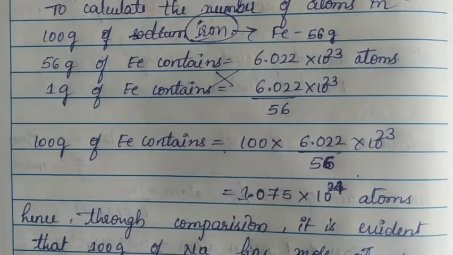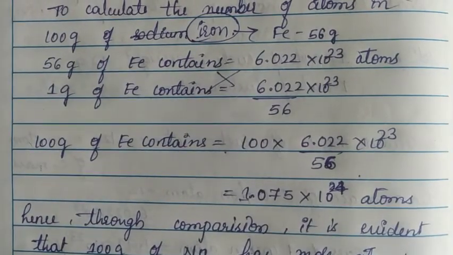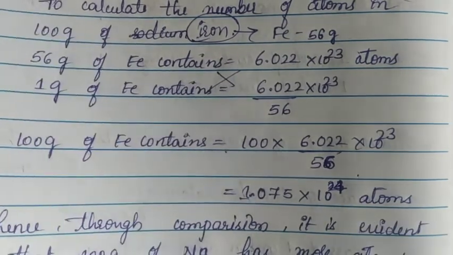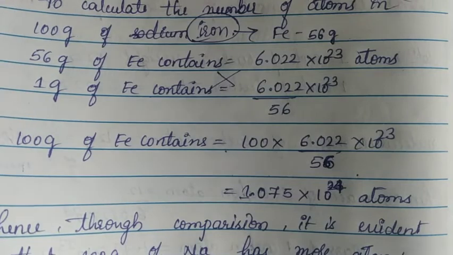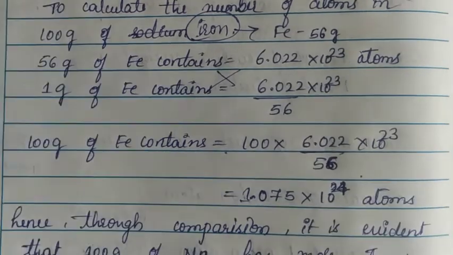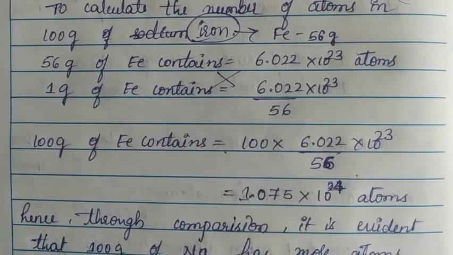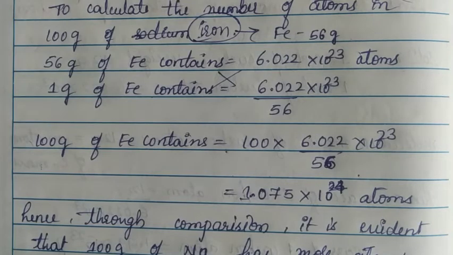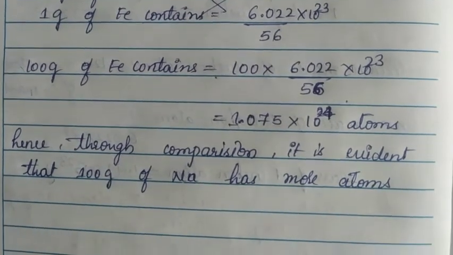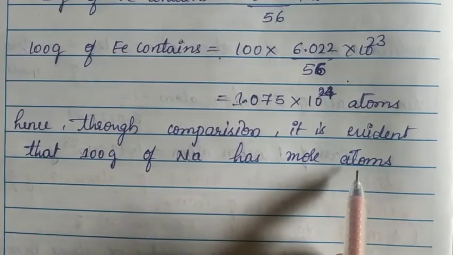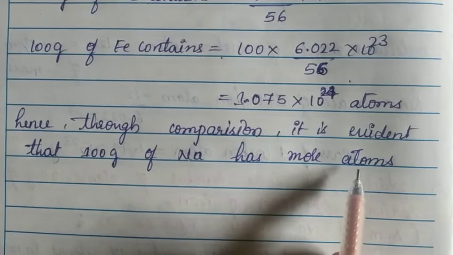As compared with 100 grams of sodium, 100 grams of sodium contains 2.6182 into 10 to the power of 24 atoms. But 100 grams of iron contains 1.075 into 10 to the power of 24. Comparing these two, it is evident that 100 gram of sodium has more atoms when we compare with iron.